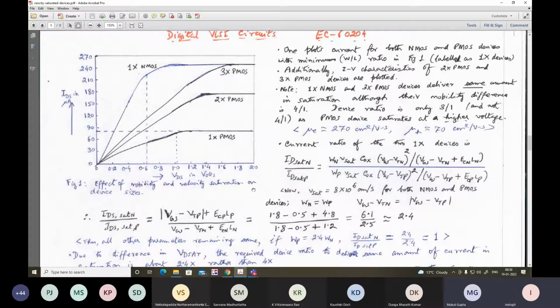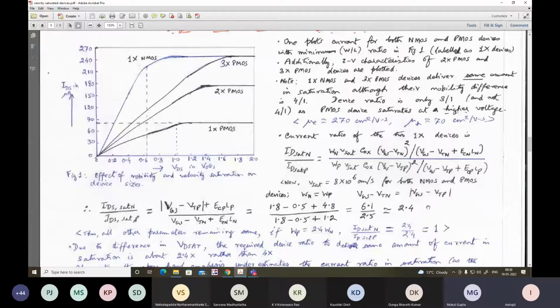So what remains, for similarly sized devices, that means WN equal to WP, is this factor, VGS minus VTP plus ECP LP. Here if we put in the values, we get it to be nearly 2.4. This is, however, a hand calculation. We have put in the values as obtained from the numerical data. However, the simulation curve shows something else, so there lies a difference.